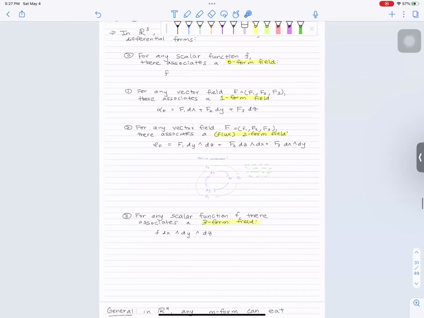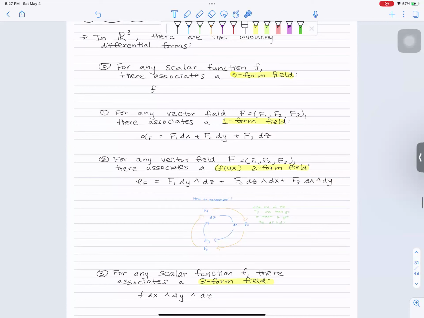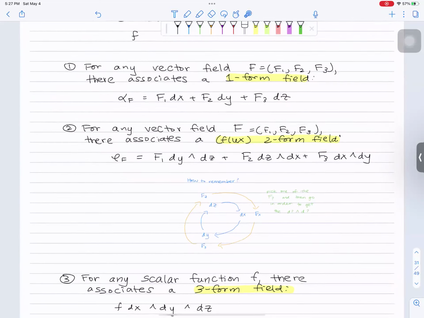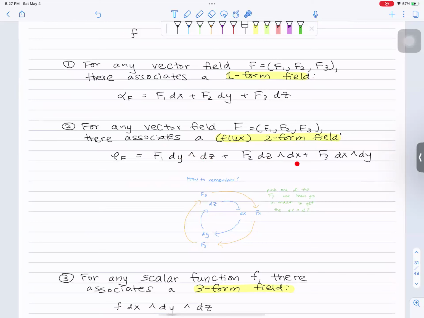Okay, then we have differential forms. So a 0 form is just the scalar function. A 1 form, you have the dx, dy, dz. And a 2 form, remember the order matters for 2 forms. The order is dy wedge dz, dz wedge dx, dx wedge dy. And this came up in one of the previous quizzes as well.